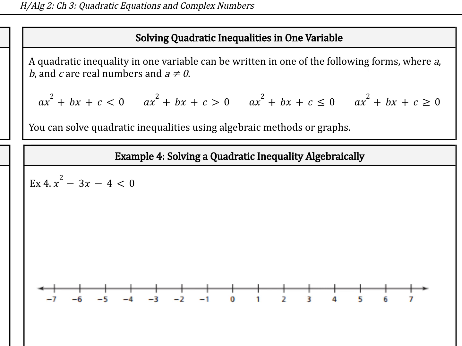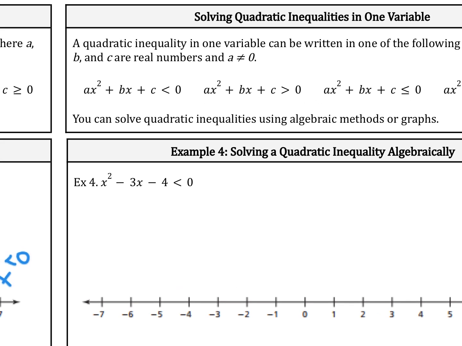We have x squared minus 3x minus 4 is less than 0. So we're going to solve this quadratic inequality. We'll go ahead and set it equal to 0 to solve. We're really solving for our x-intercepts. We can solve by factoring in this case. We can factor it to x minus 4 and x plus 1.